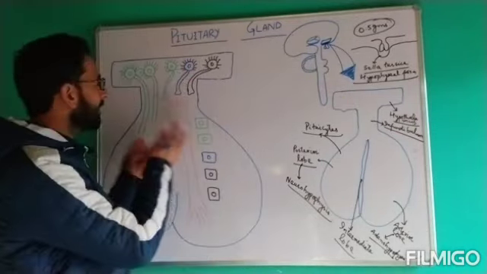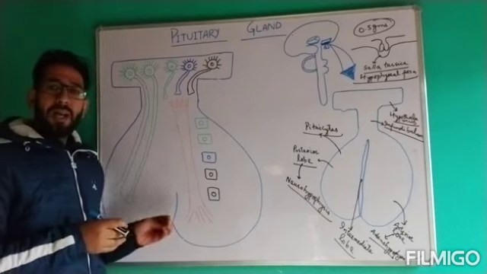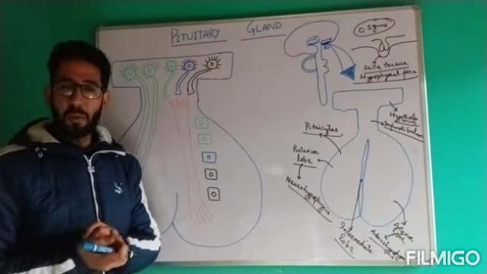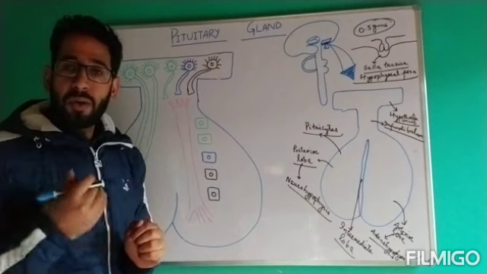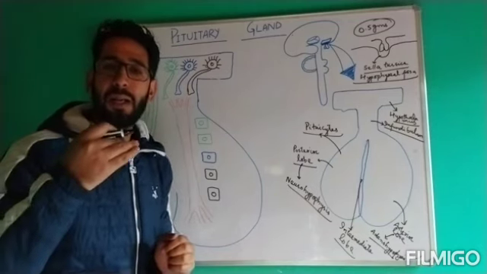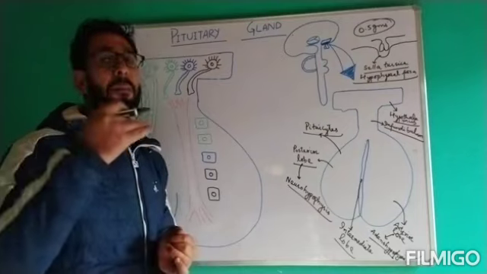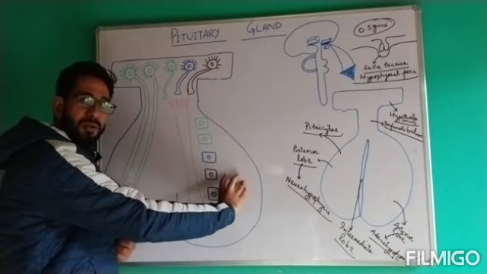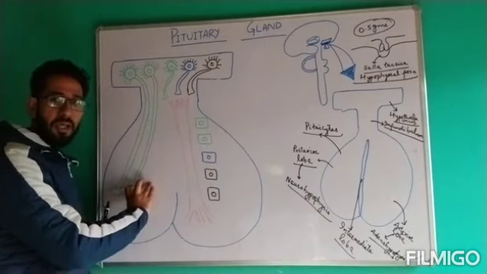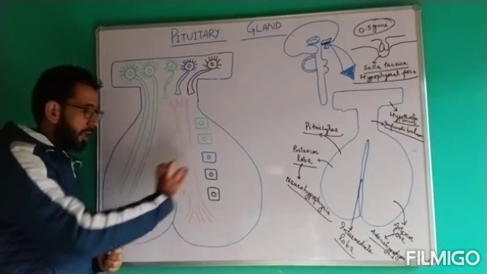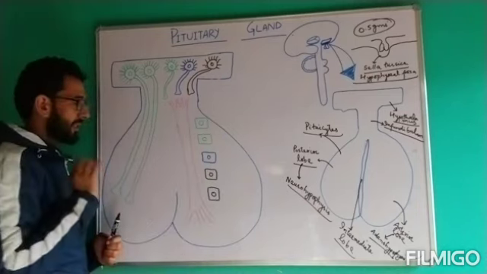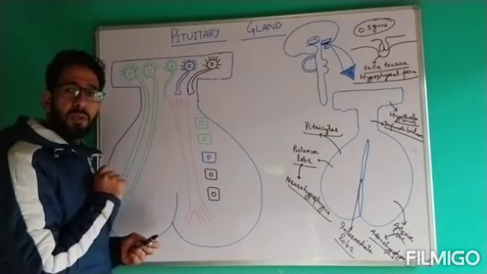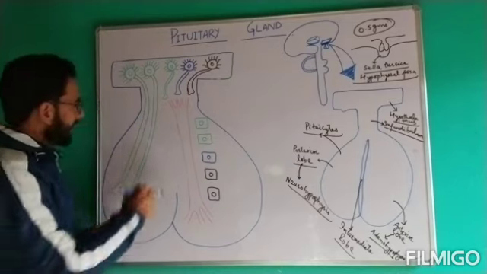Fine. Now coming back here. Before we see what hormones are secreted by the pituitary gland, both the anterior pituitary and the posterior pituitary, let us see what the connections are between the hypothalamus and the anterior pituitary, and between the hypothalamus and the posterior pituitary. Okay, fine. So here is our anterior pituitary gland and there is the posterior pituitary, or the anterior lobe and posterior lobe, adenohypophysis and neurohypophysis.